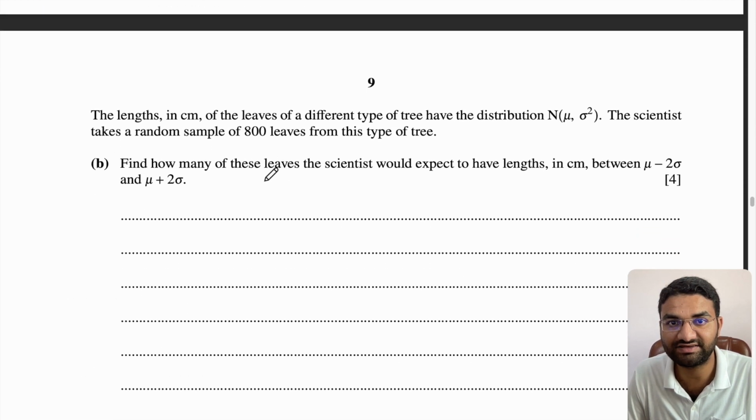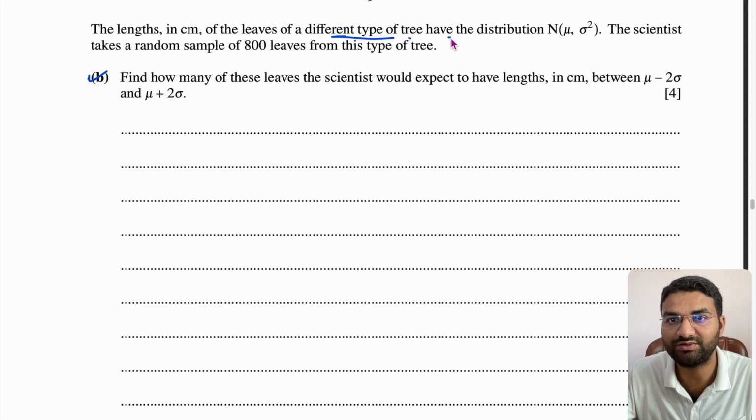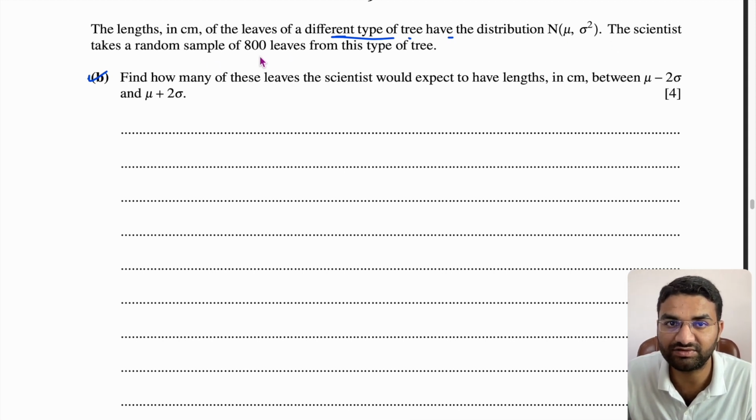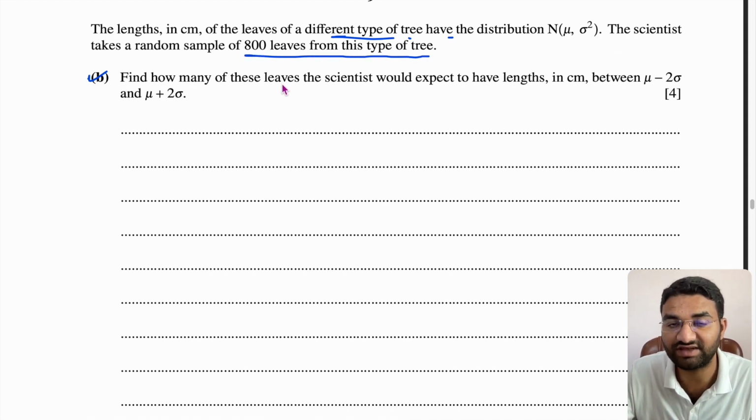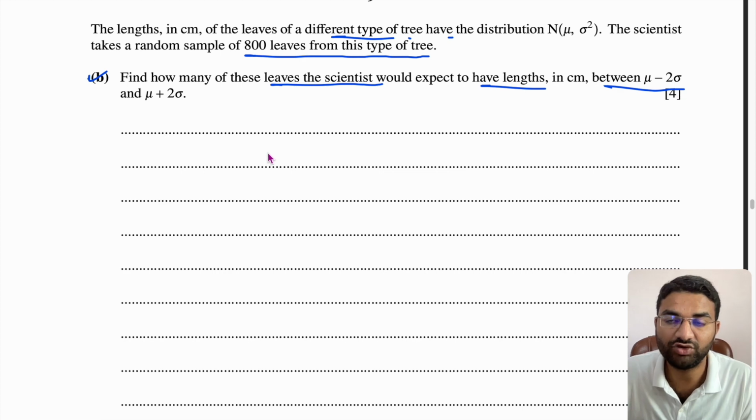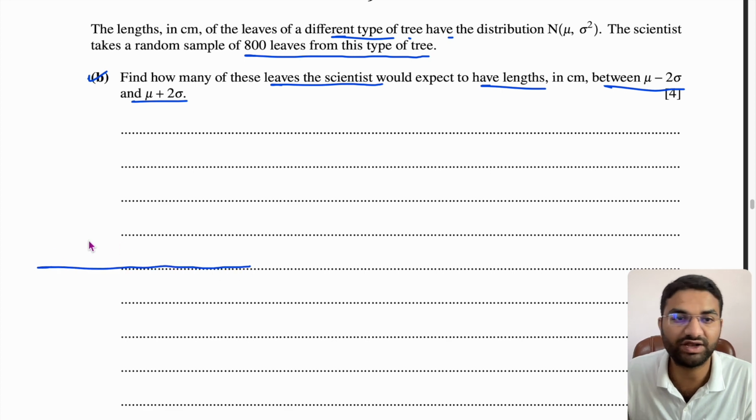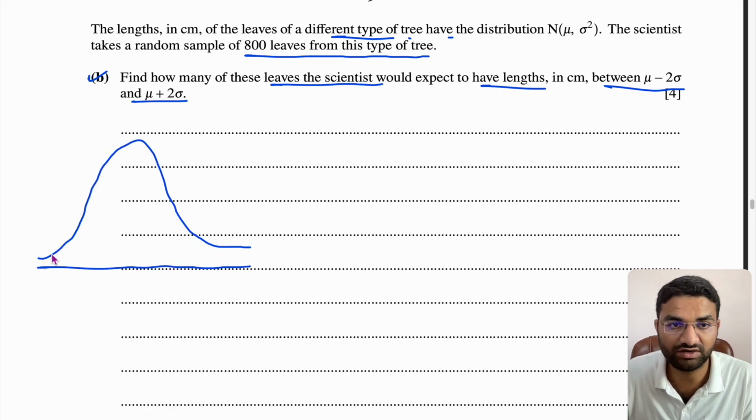Then next, the second sub question, part B: the length of the leaves of a different type of tree have distribution N is equal to normal distribution with mu and sigma square. The scientists take random samples of 800 leaves from this type of tree. Find how many of these leaves scientists would expect to have a length between mu minus 2 sigma and mu plus 2 sigma. So for this type of question, you just simply draw the normal distribution curve, right?